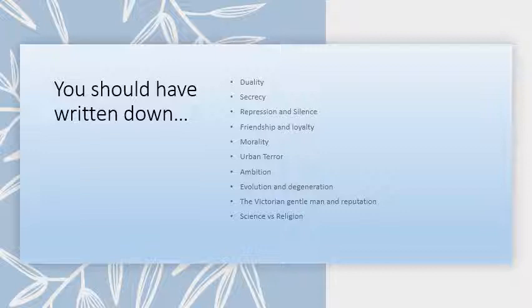The ones that we haven't really looked at closely are repression and silence. Obviously, that ties in quite closely to reputation, doesn't it? You repress bad things about yourself and you keep things quiet. And the reason that you would do that in Victorian times is because you're protecting your reputation.